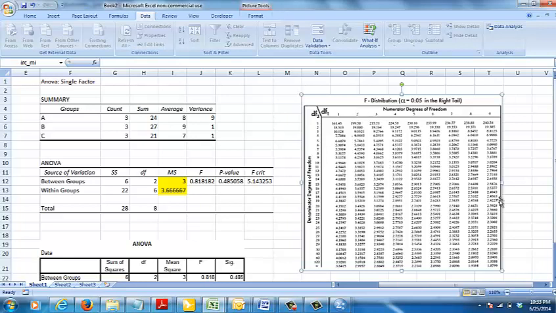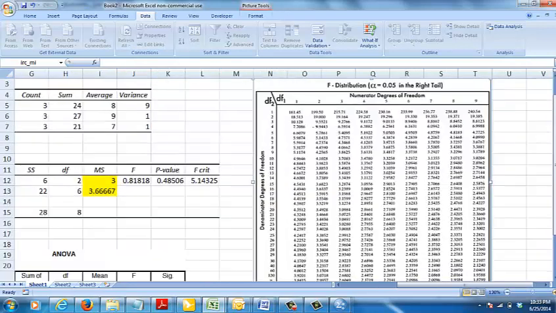And what you would do at this point is look inside for the number. So if I go over to 2 and I go down to 6, I have 5.1433. This is the critical value that I compare my F to. And again, 5.143 you see here. You also see it in your SPSS output as 5.143.